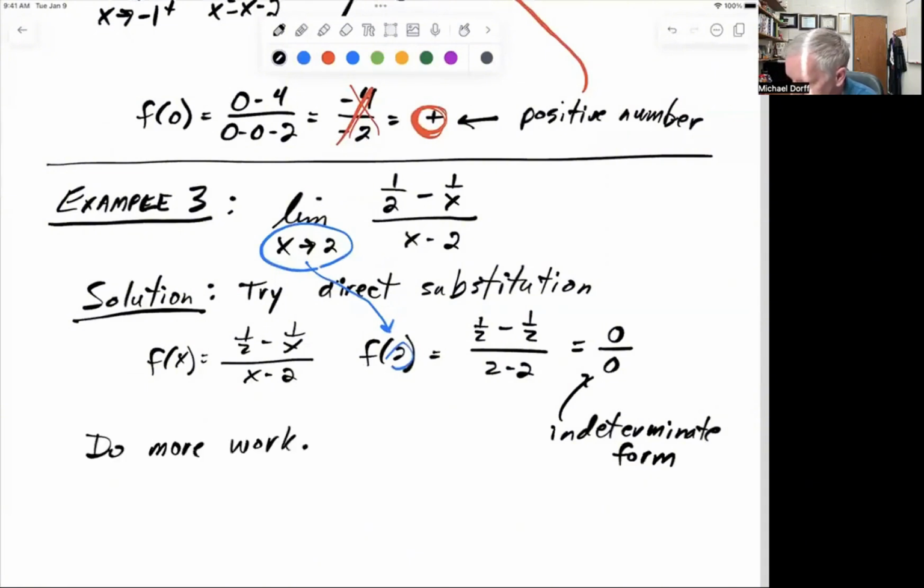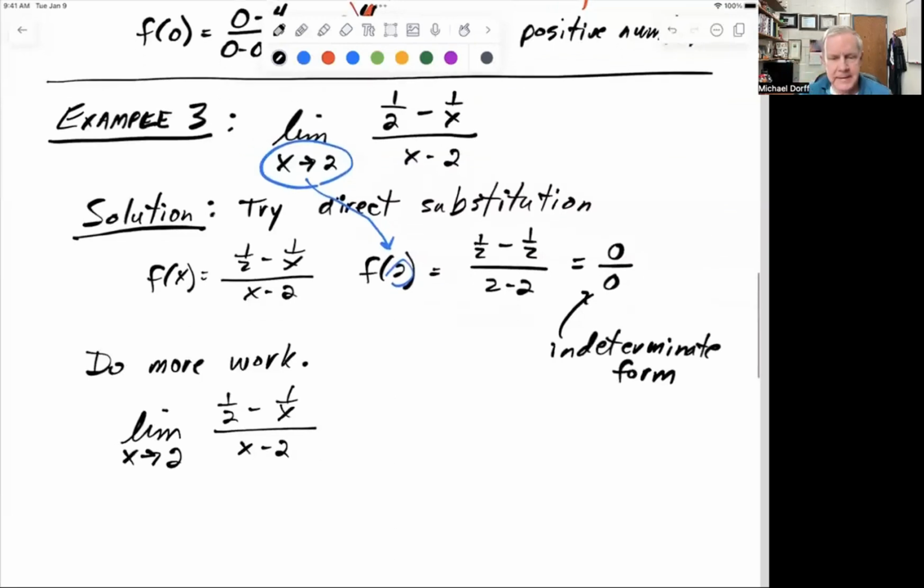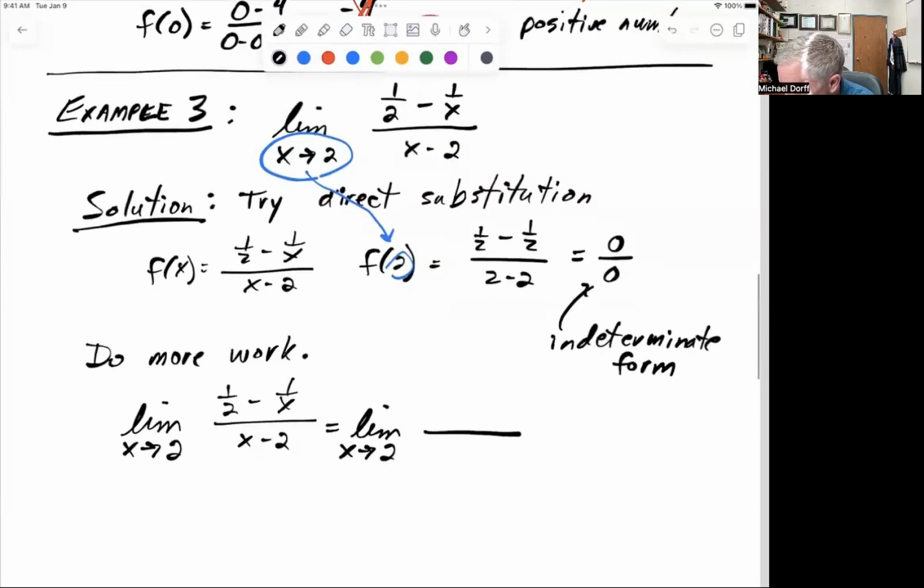Now, can I factor something out of the top and the bottom? Well, I can, but I can't see how to do that yet. So I'm going to do some more work before I factor. And what is that more work? Well, I want to simplify what's in the numerator of this function. I have a fraction minus a fraction in there: 1/2 minus 1 over x. Let's simplify that.